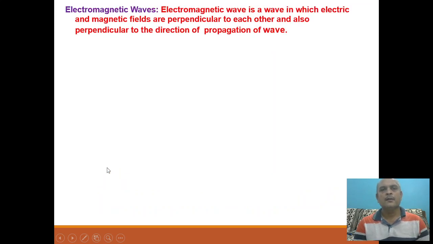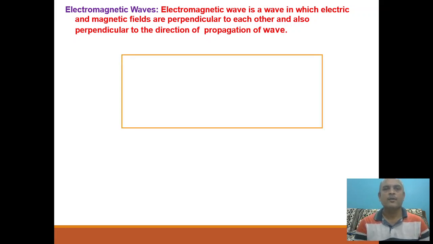Now our second topic is electromagnetic wave. This is the name of this topic in the unit. What is an EM wave? An electromagnetic wave is a wave in which electric and magnetic fields are perpendicular to each other. Due to the oscillation of these two fields, suppose one is in the x-axis and the second is in the y-axis, then perpendicular to both, along the third axis, the z-axis, a certain type of energy will propagate. This energy is called an electromagnetic wave.